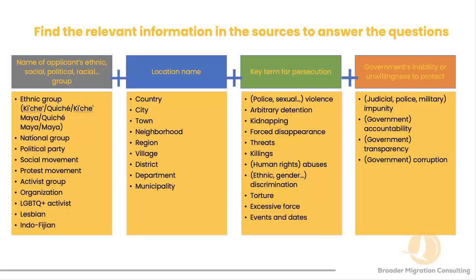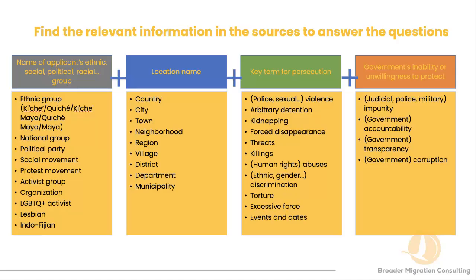One thing to note about spelling: sometimes names can be spelled differently, so see if that's the case, and if it is, search using the different spellings commonly used. I included the example of the Maya group Quiche, which has 2 different spellings. So you want to make sure that you search for both those terms, because some sources might use one while others will use the other.